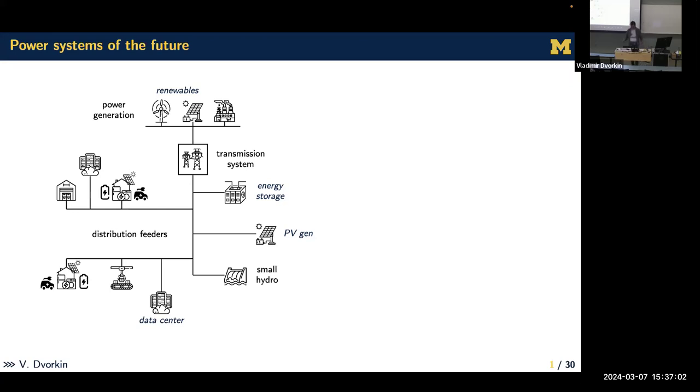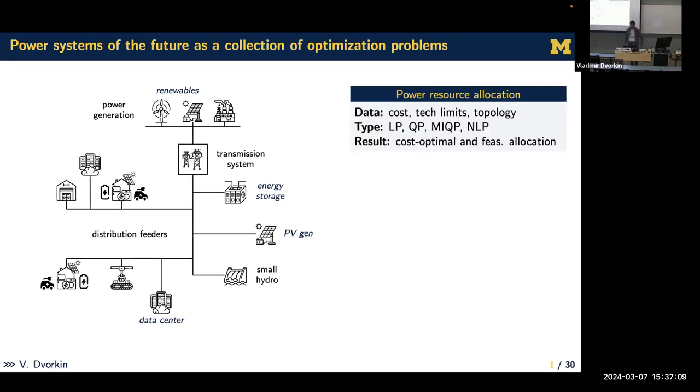So the grid evolves, and we see this grid as a collection of small and big optimization problems. A typical problem is called the power resource allocation problem. What we are doing is gathering information about the cost of generation from different resources, and we plug it into one optimization problem that also enforces grid constraints and generation constraints, and we obtain the cost optimal solution for energy dispatch. So we enable least cost and reliable power supply by solving an optimization problem.